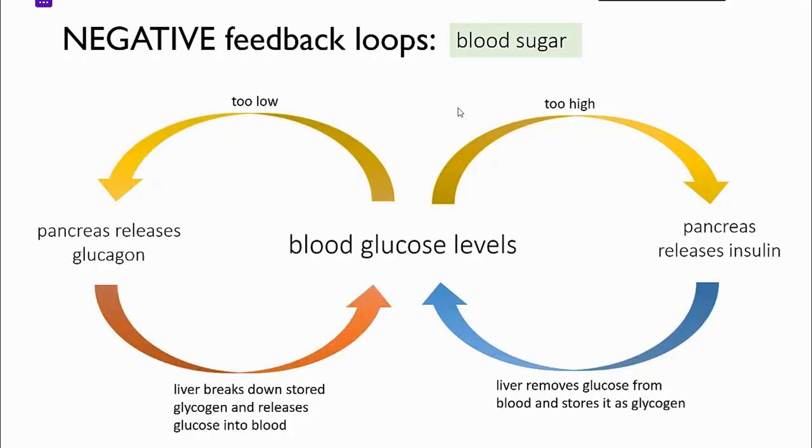Here you can look at this diagram, the blood sugar. When the blood sugar levels are too low, the pancreas releases glucagon. The liver breaks down stored glycogen and releases glucose into the blood. And when the blood glucose levels are too high, the pancreas releases insulin, and the insulin removes glucose from the blood and stores it as glycogen.